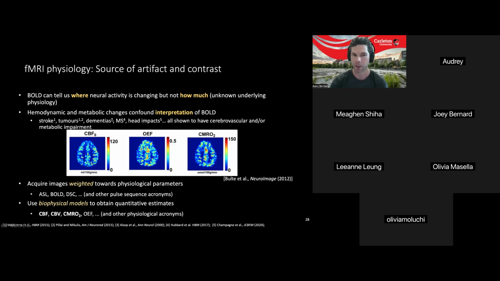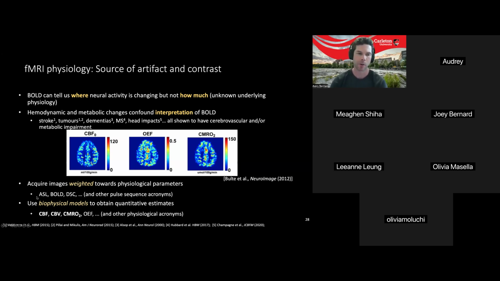And when we look at pathology, so stroke, tumors, dementia like Alzheimer's, multiple sclerosis, head impacts, almost any pathology you look at today, there have been studies showing that they have some associated cerebrovascular or metabolic impairment. So it even further confounds our interpretation of the BOLD signal if we're going to try to use it clinically.